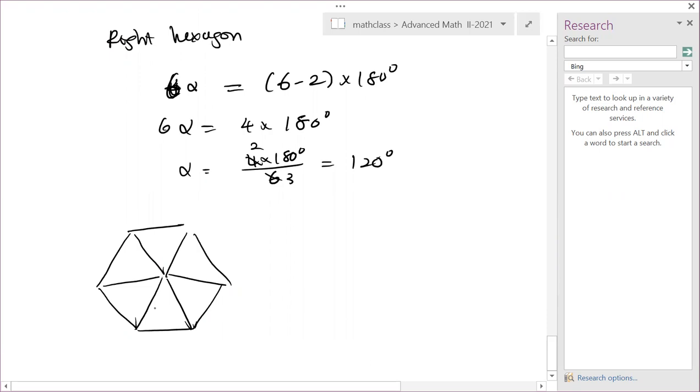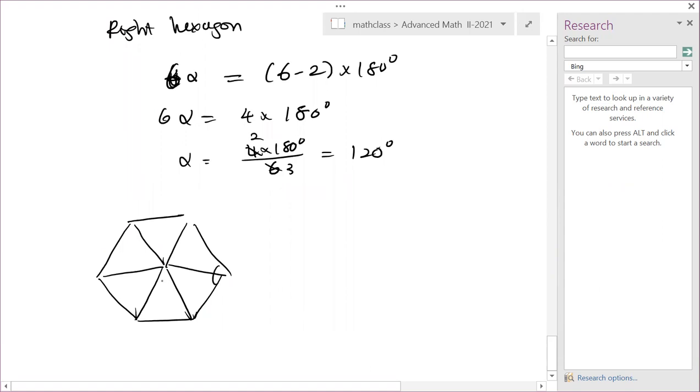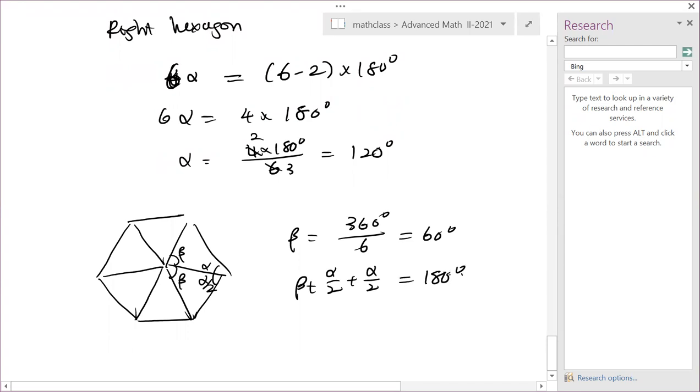Okay, first of all, they are all isosceles triangles, and this is alpha, right? So let's look at the beta. Every angle is the same. Beta is going to be 360 degrees divided by 6, so 60 degrees. But then this is an isosceles triangle, so if this angle is half of alpha, that means beta plus half of alpha plus the other half of alpha is going to be 180 degrees.